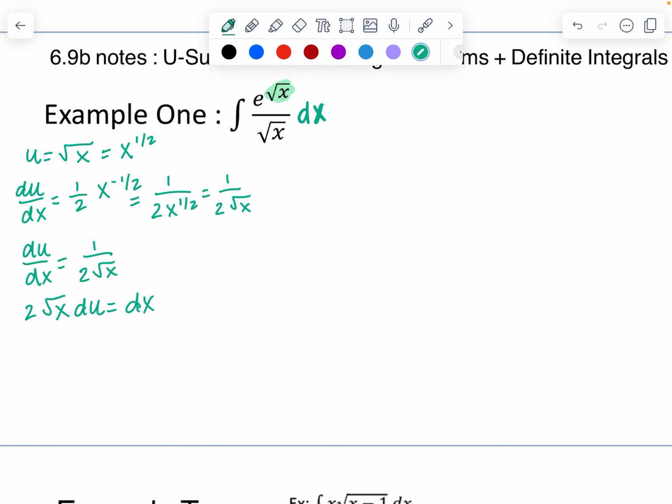Now I'm actually going to start the process of substituting. I'm going to go over here to my original function. I had e to the square root of x over the square root of x dx, and I'm going to plug things in. I know now that it's going to be e to the u power. I guess you technically could plug in u here, but I'm not going to do that because that would just make a quotient. So I'm going to keep this as the square root of x, and I'm going to multiply that by plugging in, for dx, 2 times the square root of x du.